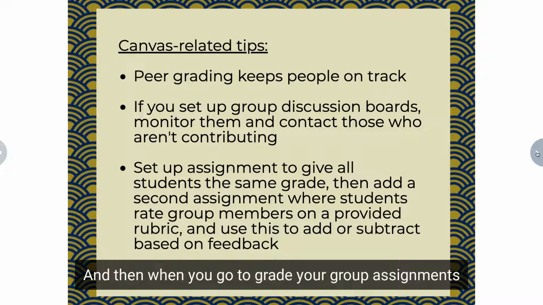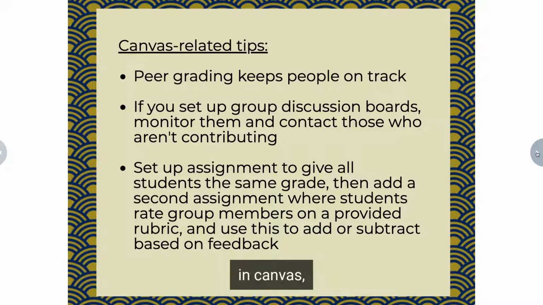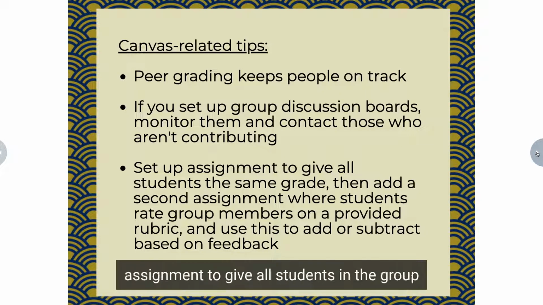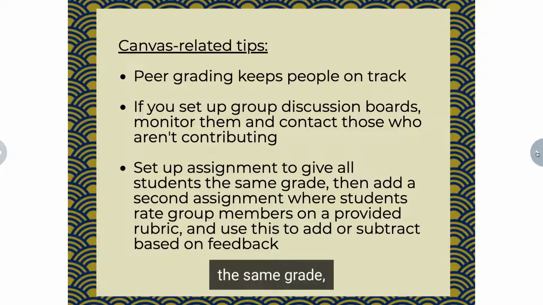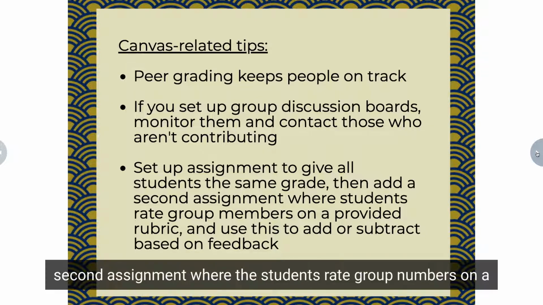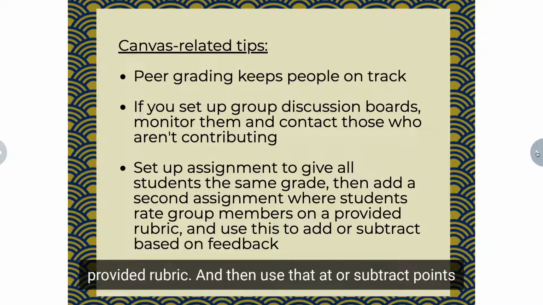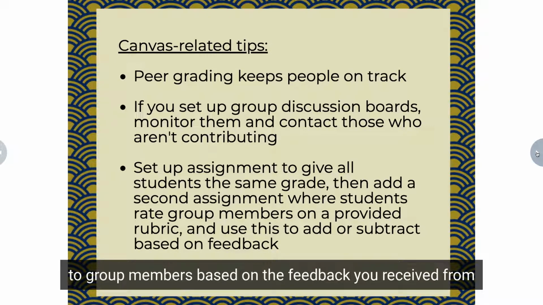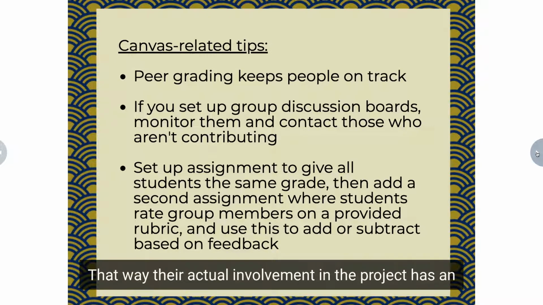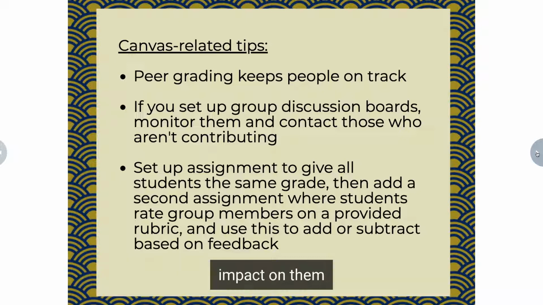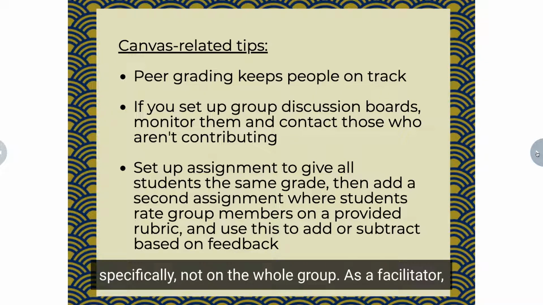And then when you go to grade your group assignments in Canvas, what you might want to do is set up the assignment to give all students in the group the same grade, but then add a second assignment where the students rate group members on a provided rubric, and then use that to add or subtract points to group members based on the feedback you received from the other members of their group. That way, their actual involvement in the project has an impact on them specifically, not on the whole group.